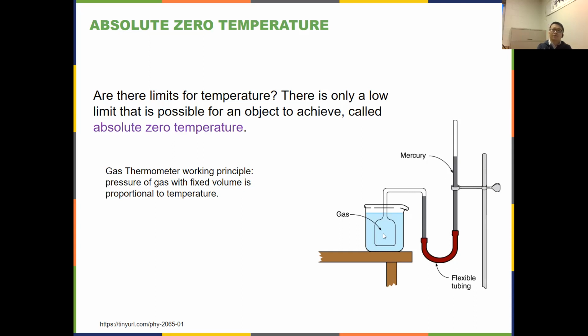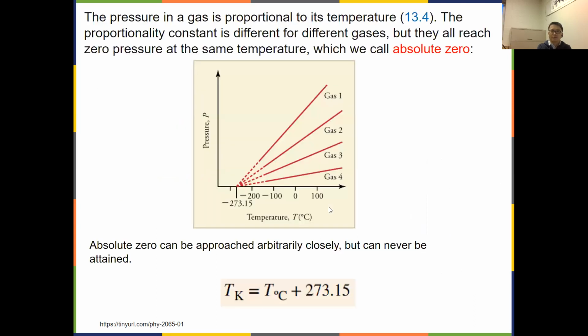And for different temperatures of gases, you might get different pressures that you can measure. So you're measuring pressure, but you're getting temperatures out of it. If you use different gases, the response of temperature T and pressure P is linear.